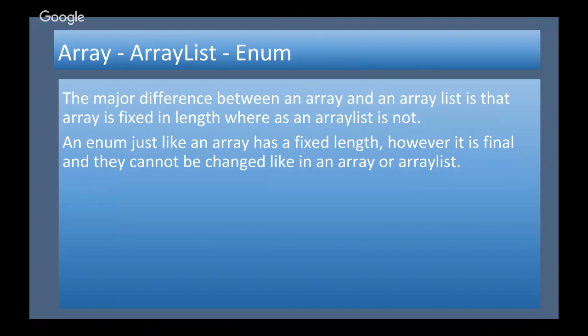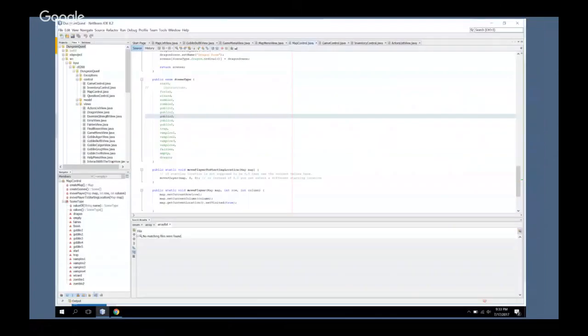Let me just show you an example of an enum. Here we have an enum. It's set, it's fixed. There's nothing that can change about these. Here we have our different scene types, and in total we have 15 scenes here, and nothing's going to change about them.